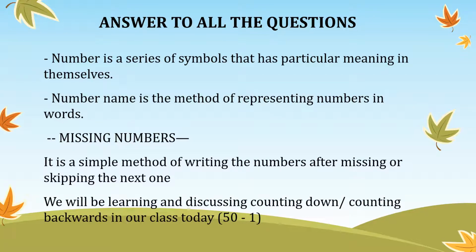We will be learning and discussing counting down or backward countings in our class today. Hum backward countings bhi padhne wale hain, ya fir use hum bol sakte hain counting down. Counting down और backward counting दोनों same होता है, आज हम पढ़ेंगे 50 से 1 के लिए. सो काउंटिंग इज बेसिकली 1 से 50 जो सीधे सीधे चलती है, काउंटिंग डाउन इज 50 टू 1 जो कि उल्टा उल्टा चलती है और बैकवर्ड काउंटिंग की तरह चलती है. ठीक है, सो दैट इज 50 टू 1.